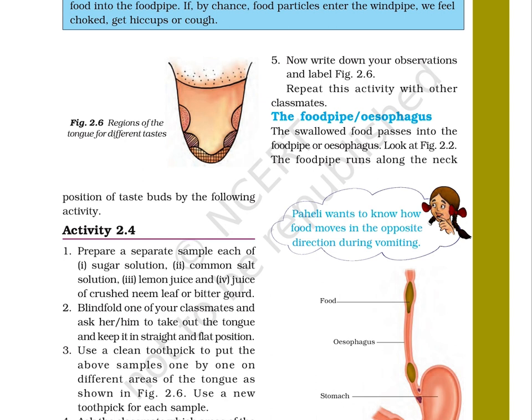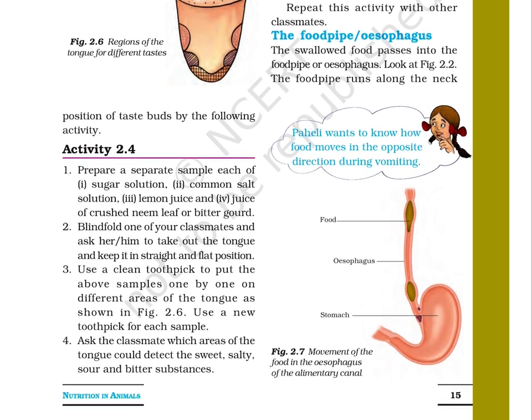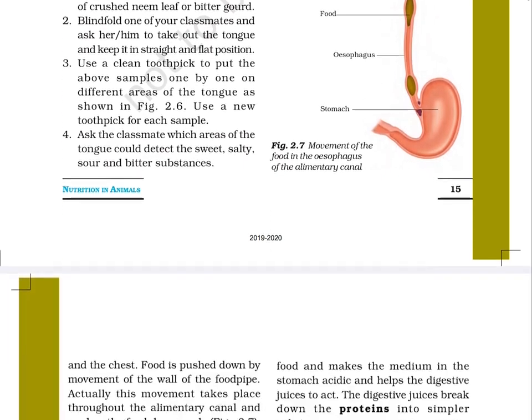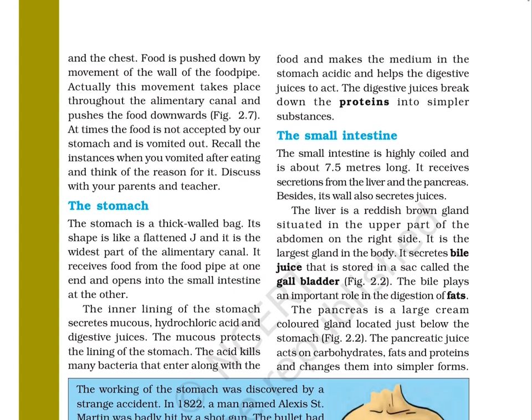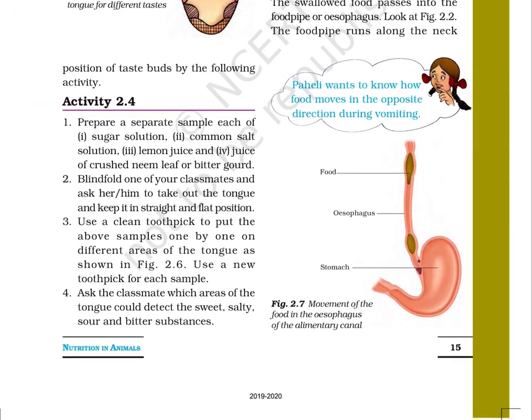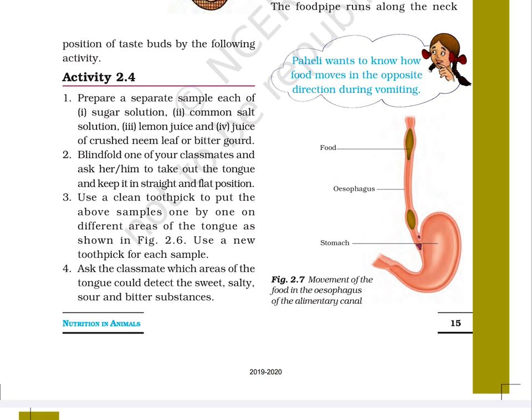The food pipe or esophagus. The swallowed food passes into the food pipe or esophagus. We can observe this in figure 2.2. The food pipe runs along the neck and the chest. There's a thought bubble given here. A picture of Paheli is next to it. Paheli wants to know how food moves in the opposite direction during vomiting.